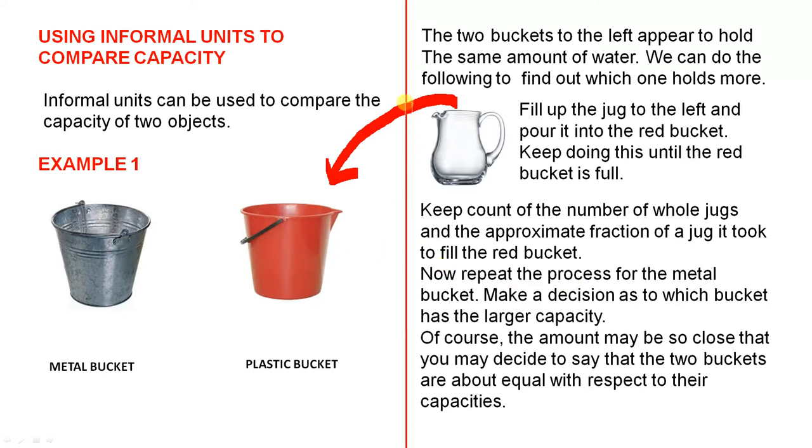So once you do the filling for both of them, and you really can't tell the difference, remember this is an informal unit here. It's a unit and it's just one full jug. So because it's informal, it may not be 100% exact, and that's why it's sometimes a little bit more difficult to separate the size of these capacities because you're using informal units. They're not precise measurements, but they give us a good idea.